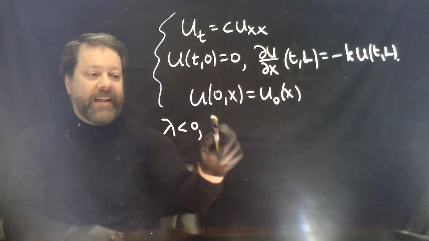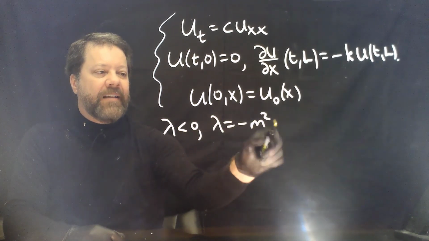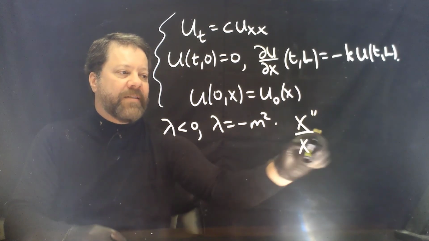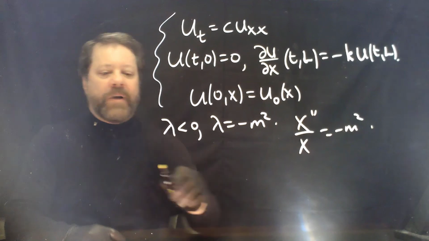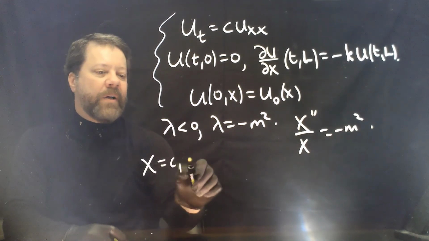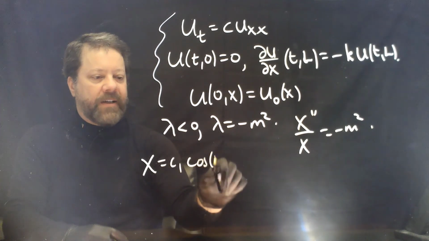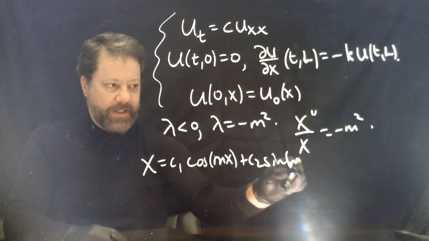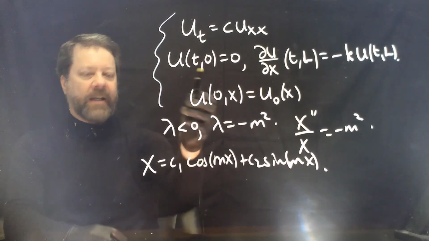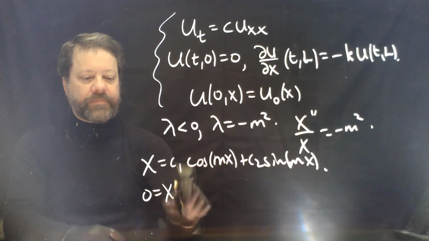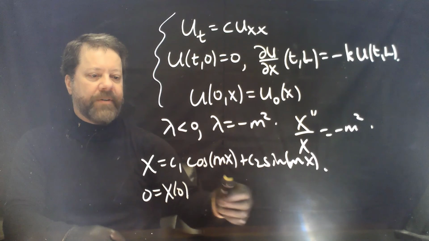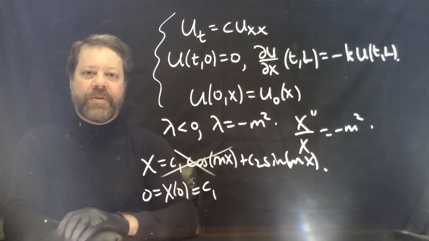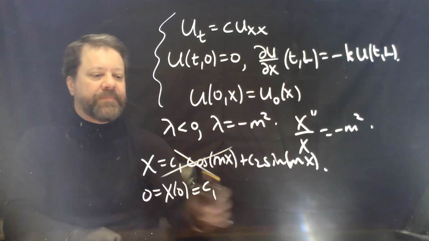So lambda is negative. Lambda will be minus m squared. That gives us x prime prime over x equals minus m squared, and once again x is going to be c1 cosine of mx plus c2 sine of mx. Again, to satisfy the initial data, sine of 0 is 0, we get c1. C1 must be 0. This first term must cancel out.